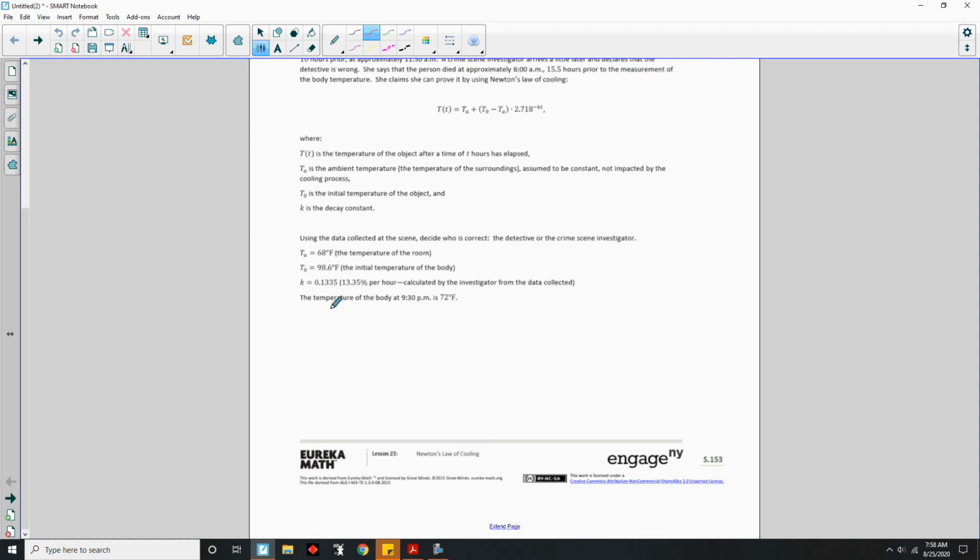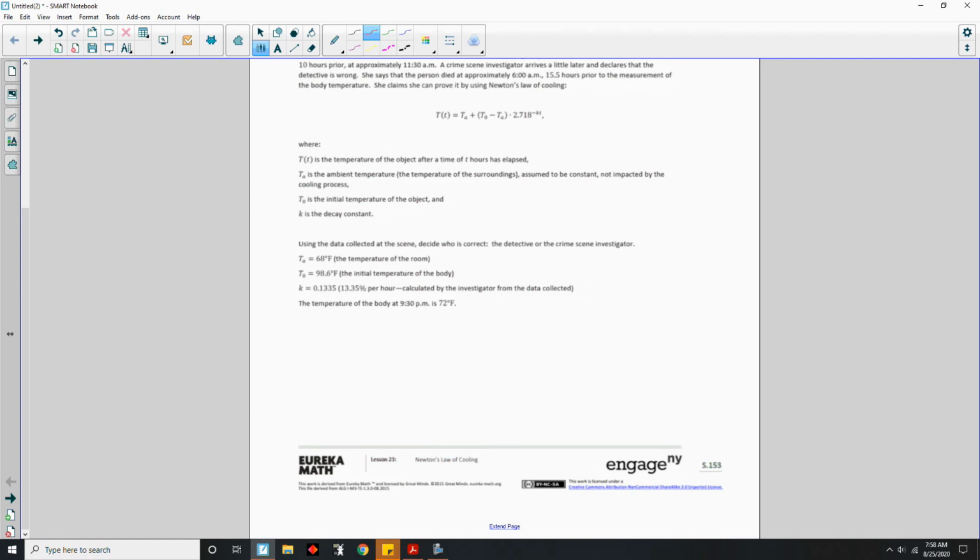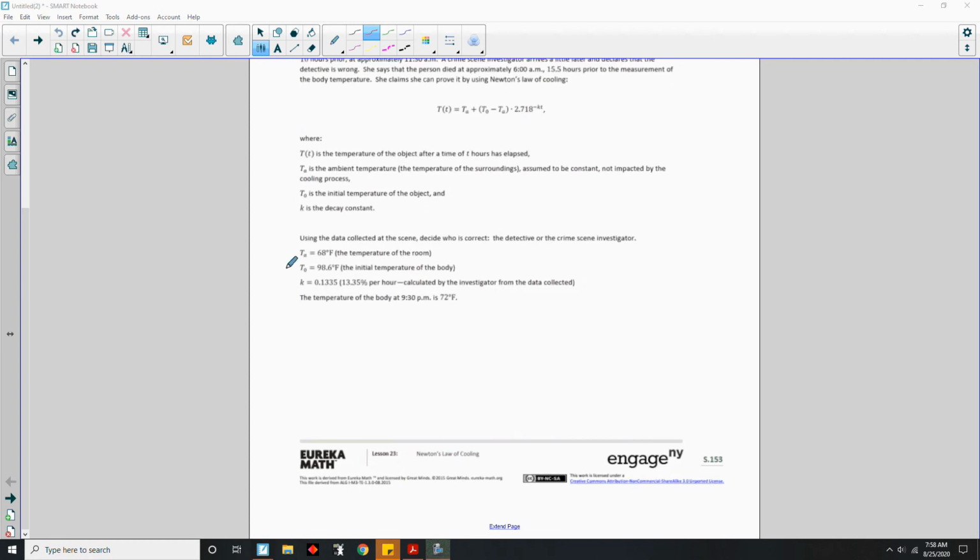So I'm just going to rewrite the formula first. There are 4 steps to solving an equation, and I say this all the time in class. Write the formula, substitute the givens, simplify, and solve. So I'll rewrite the formula: T of t equals T sub a plus the quantity T sub 0 minus T sub a times 2.718 to the negative kt.